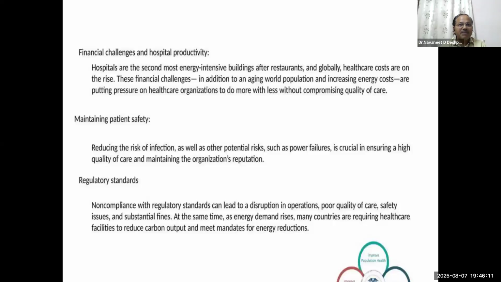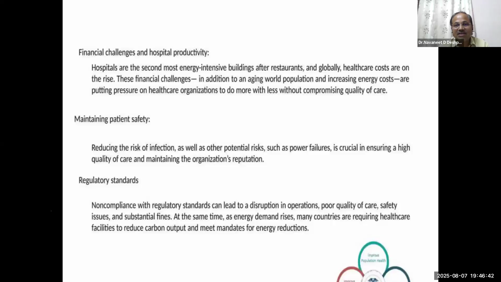Second thing is maintaining patient safety. In cases of sudden outbreak of a pandemic, there are risks of infection as well as potential risks of power failure, which the state as well as the country may not be in a position to provide regularly. So one has to see alternative ways of coming out of these power failures, and this is crucial in ensuring high quality of care and maintaining the organization's reputation.